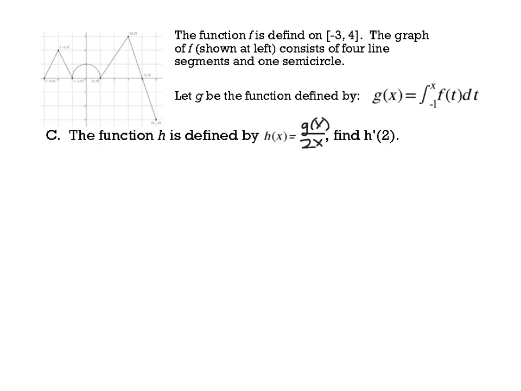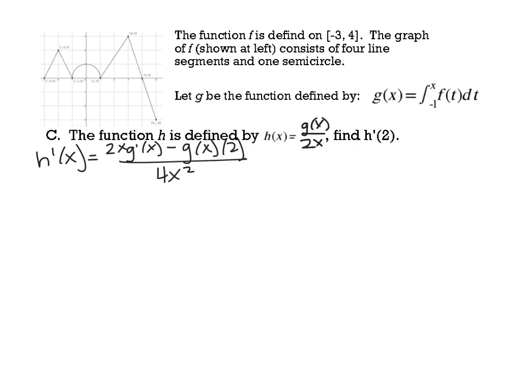There we go. Okay, so that should match. Now it's asking us to find h prime of 2. So in order to do that, we need to find h prime of x, which, since it's a quotient, we're going to use the quotient rule. So low d high minus high d low all over low squared. So you should end up with that for your derivative.